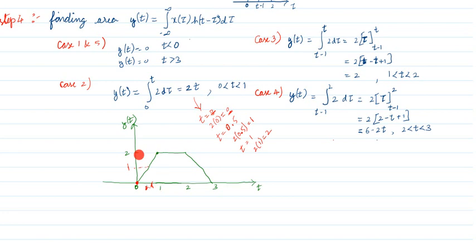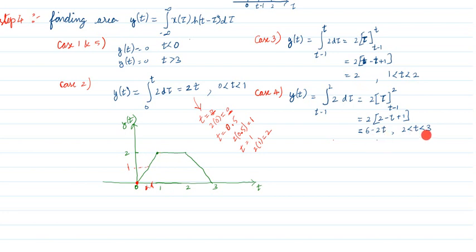It's a slope. Okay, then we'll look into the time limits between 1 and 2. Between time 1 and 2 it is 2. Right. Next, I have to plot 6 minus 2t between the time 2 and 3.